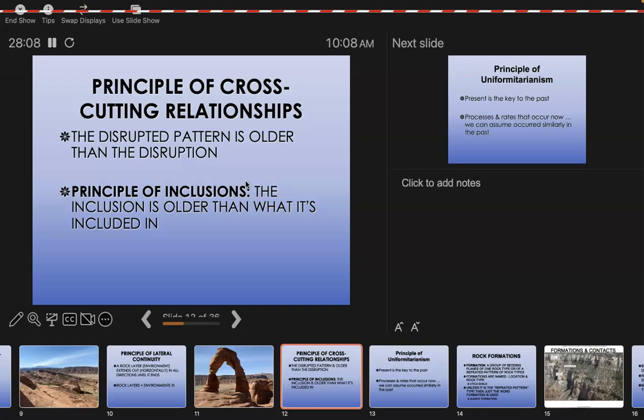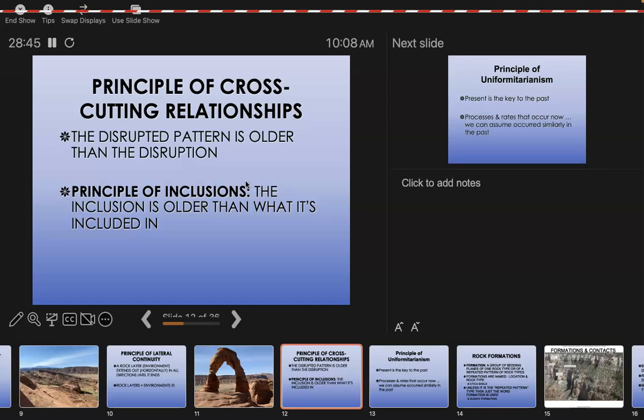So as an offshoot of that, sort of a parallel rule, we have the principle of inclusions. The inclusion is older than what it is included in. What's older, the chicken McNugget or the chicken? The chicken. What's older, the hunk of sandstone or any one of the thousands of pieces parts inside of it? The pieces parts. Otherwise, you ain't making sandstone out of it.